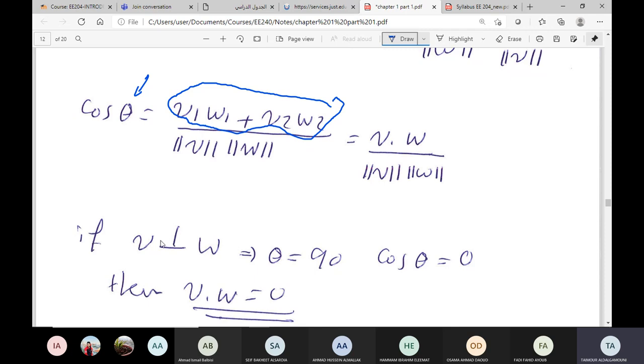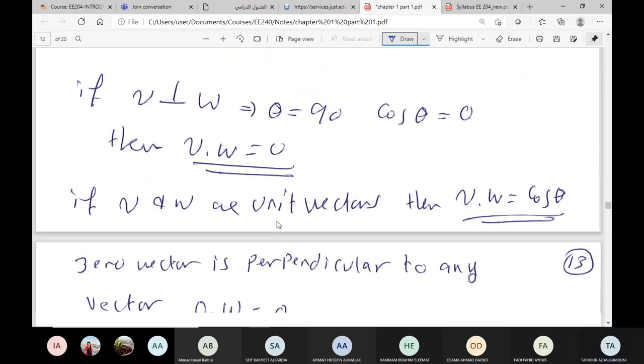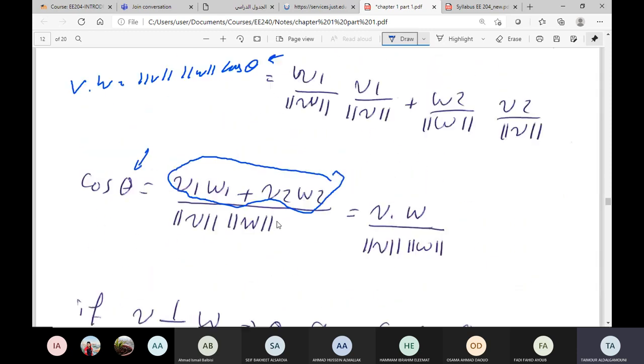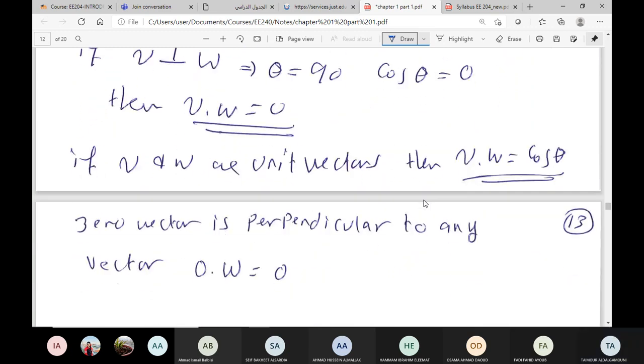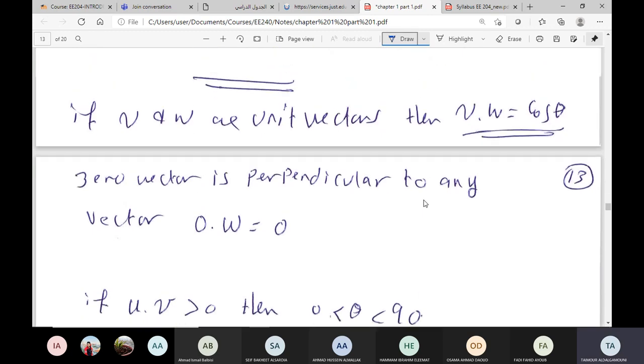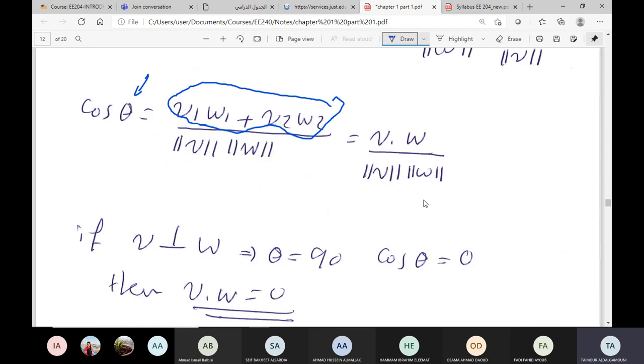Now, if the vectors are orthogonal, and we say that they are orthogonal if the dot product is 0 or the angle is 90 degrees. If V and W are unit vectors, then the norm of V is 1, the norm of W is 1, then cosine theta is V dot W. The zero vector is perpendicular to any vector, right? Why is that? Because the dot product of the zero vector with any vector is 0.